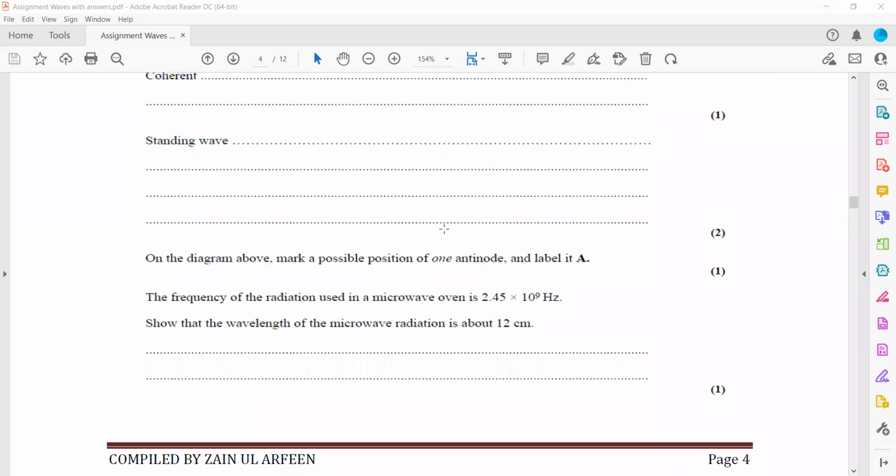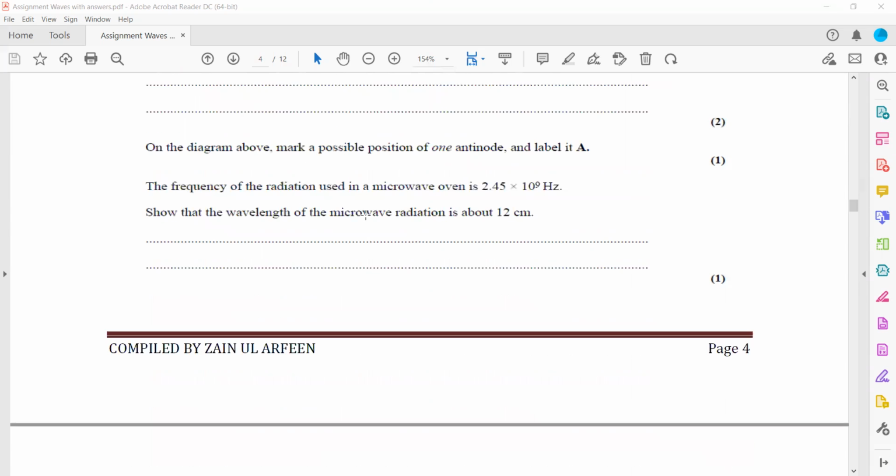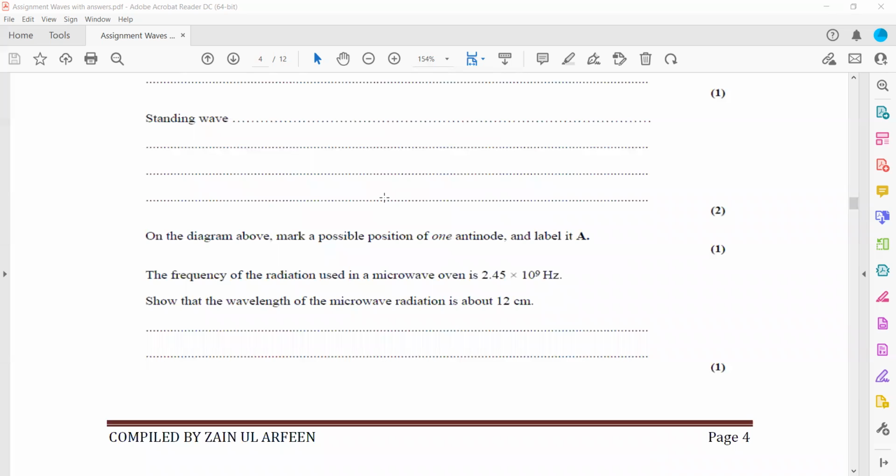On the diagram above, mark a possible position of one antinode and label that as A. Where is the antinode? Antinode means where there is constructive interference. So this is a hot zone. The hot zone is constructive, so this will be the antinode. And if they ask to mark a node, cold zone means they decrease the effect of each other, so you can mention it as a node. Then antinode: you can mark anywhere, but as we have to just mark an antinode, we mark it at the center.